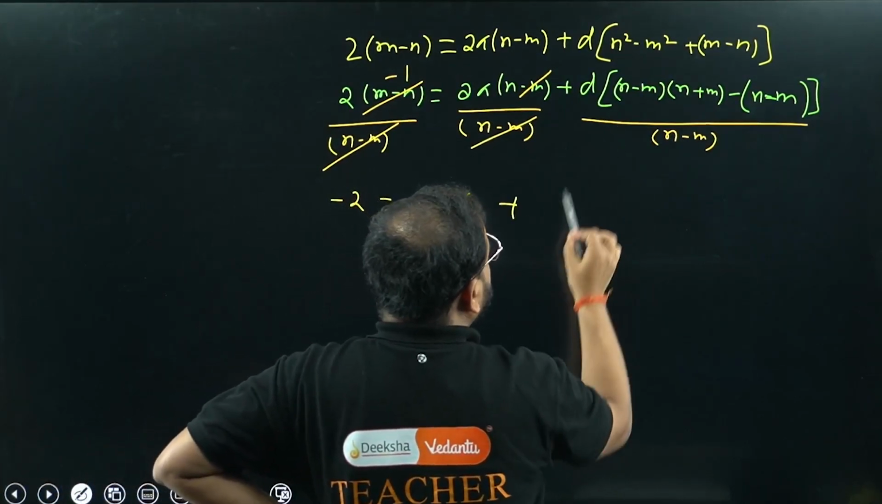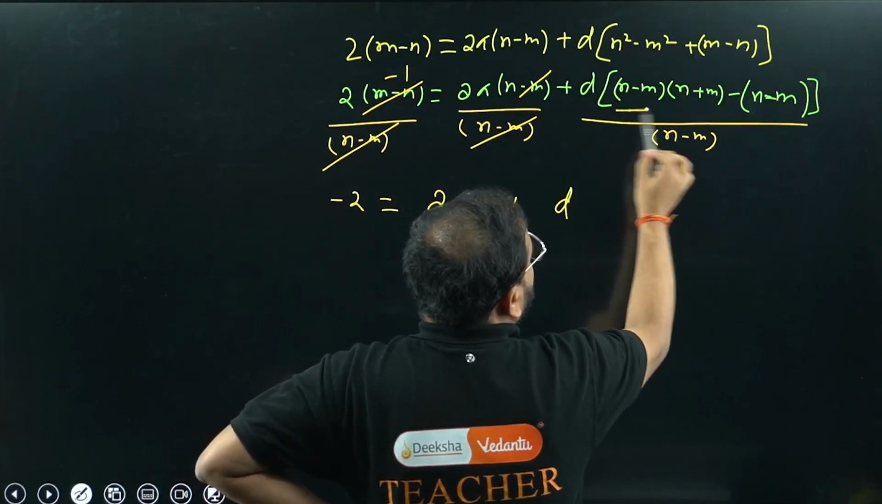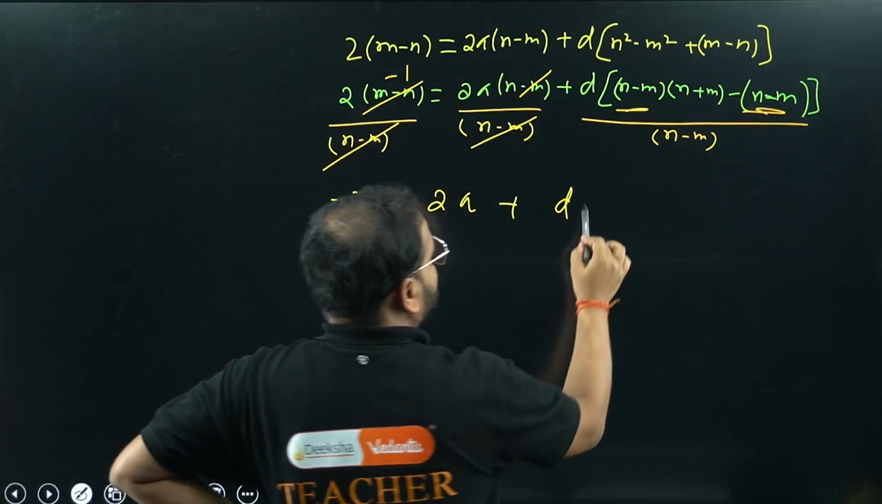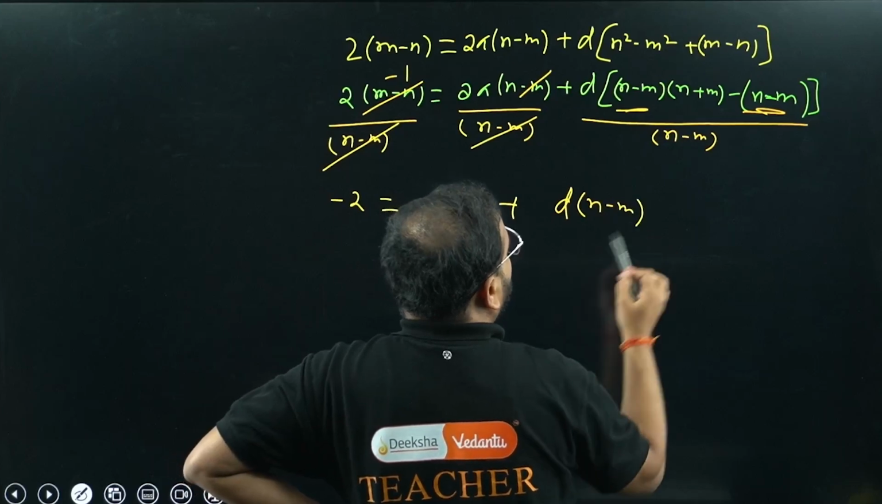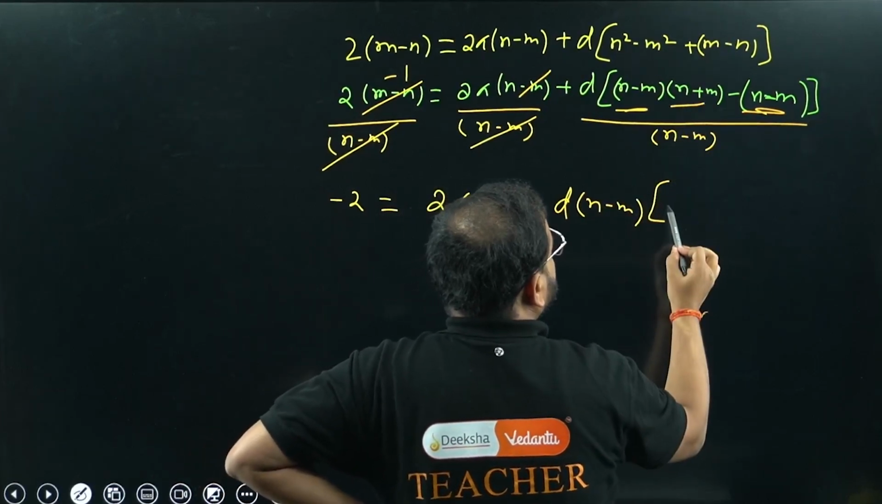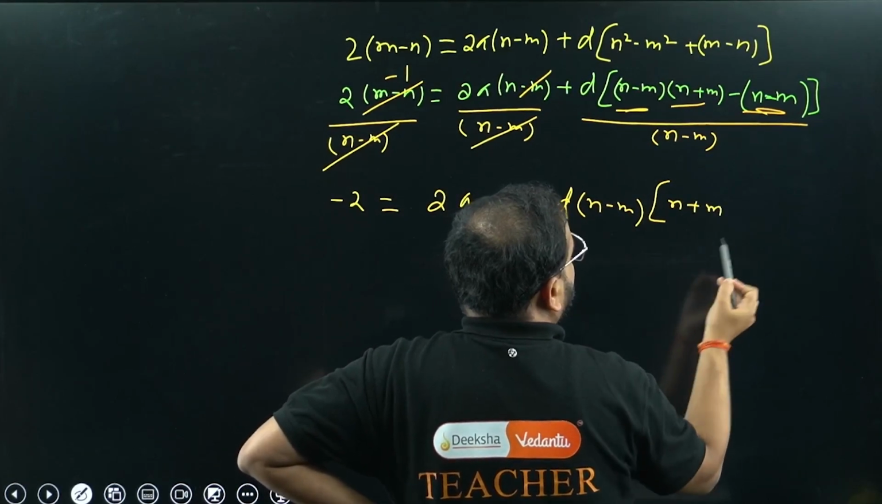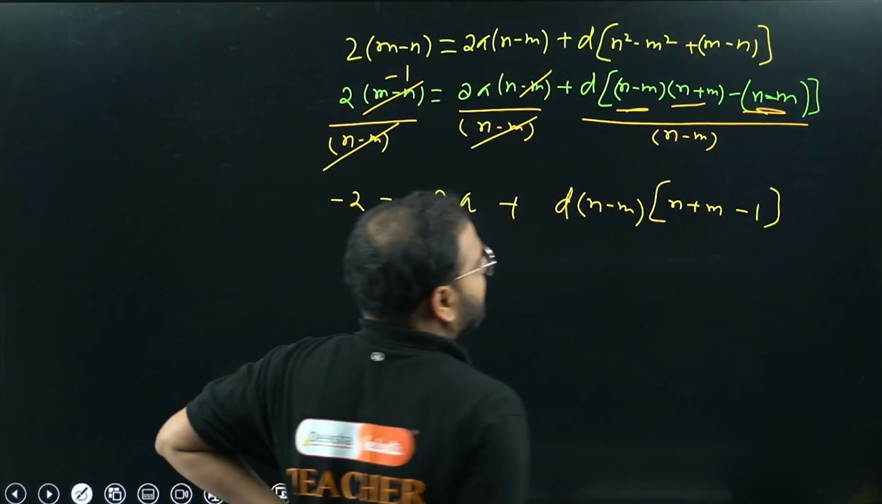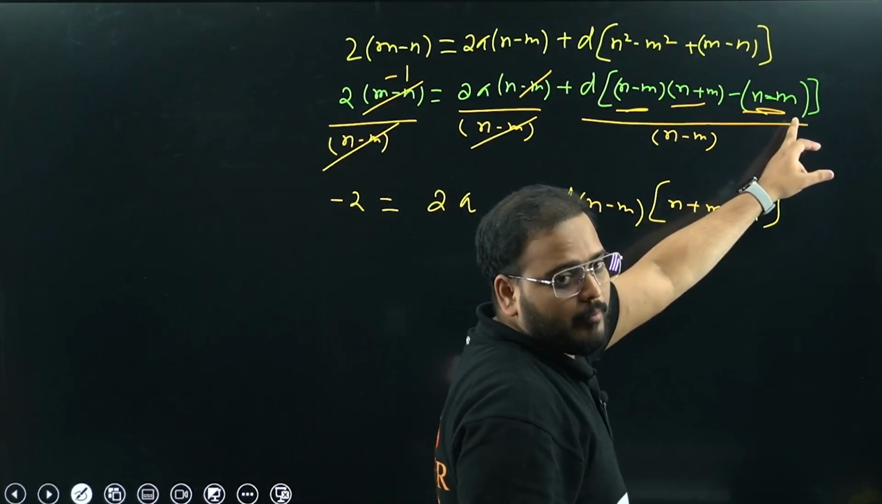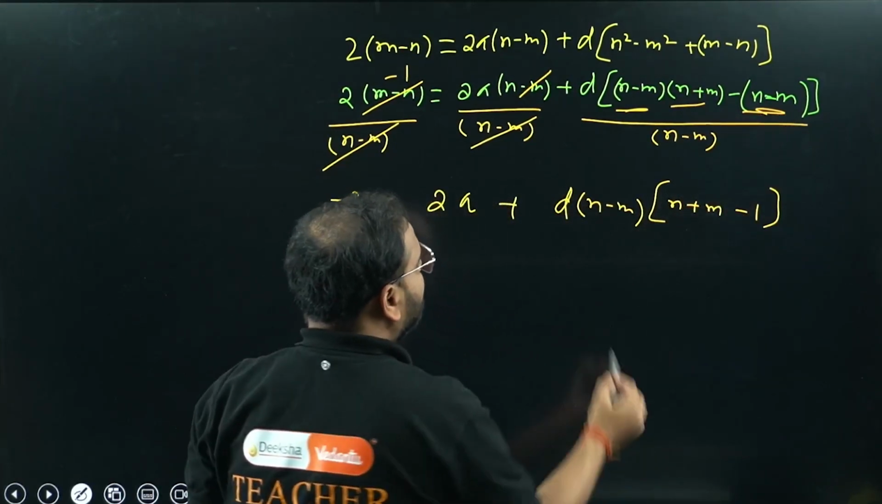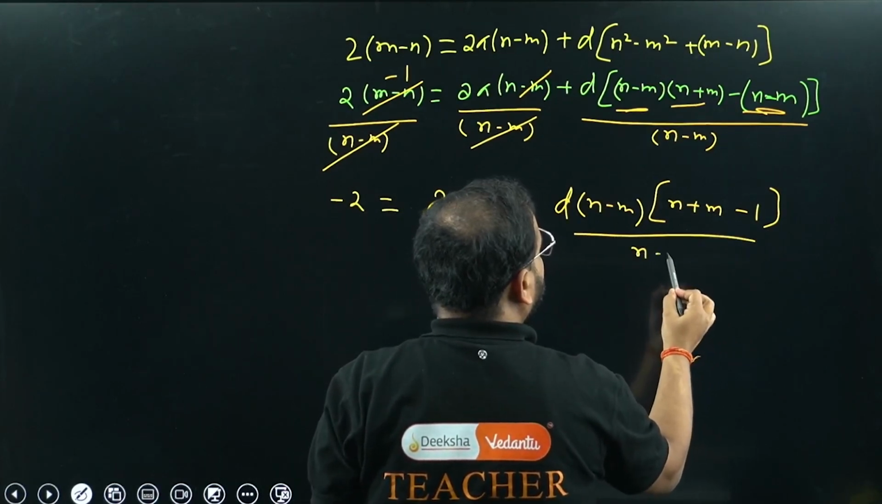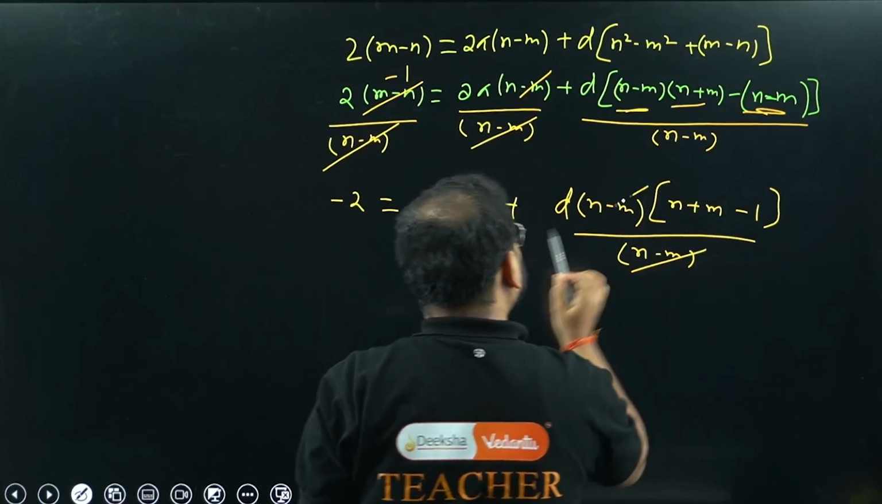What about this? I have to take something common first. So I write d as it is. I can take n minus m common. So take n minus m common outside. What is left in the bracket? N plus m minus 1 is left, right? If I've taken n minus m common, what is left for the last term? This is simply 1 divided by n minus m. Have a look, it cancels now again.